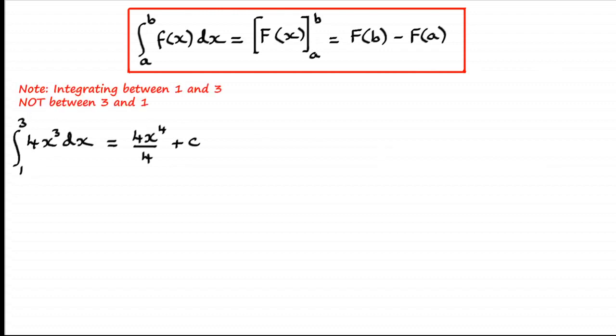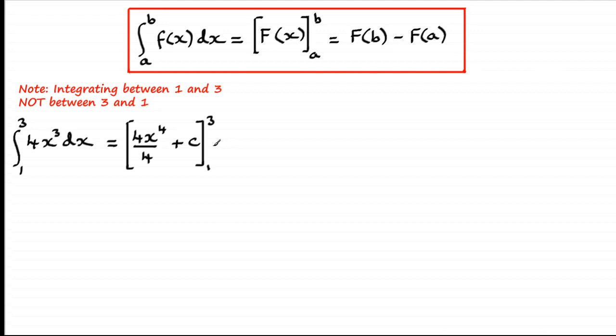We never say it, and I often see this as a mistake, that we're integrating between 3 and 1. No, we're integrating between 1 and 3. You always say this one first of all. Now, according to our rule up here, what we do is we write this in square brackets, this kind of shape, and we put our limits on the end. 1 there, 3 there.